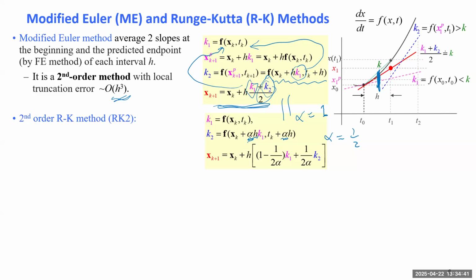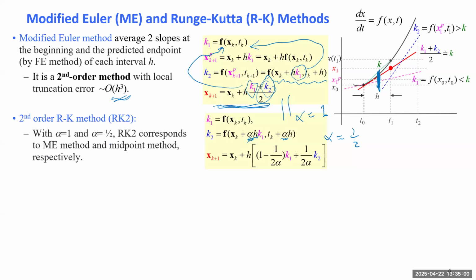It just gives you some flexibility, depending on which slope is more reliable, to help you better predict the true slope, which is K. So this is the Runge-Kutta method. You can also call modified Euler a special type of second order Runge-Kutta method. By second order, it is another second order method.